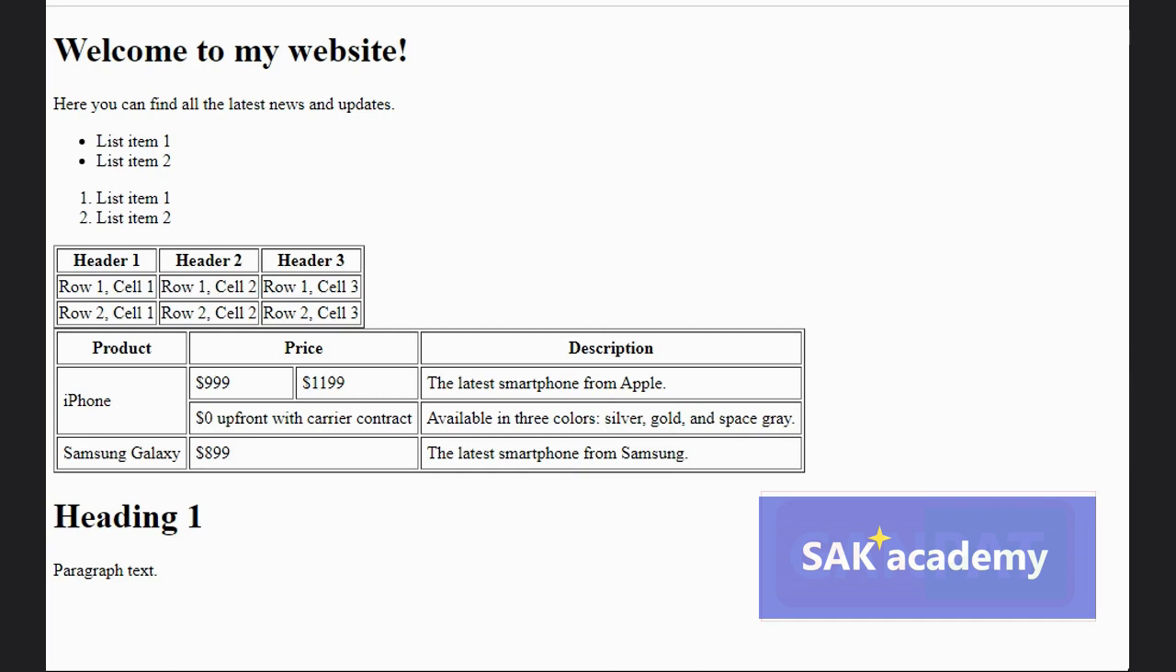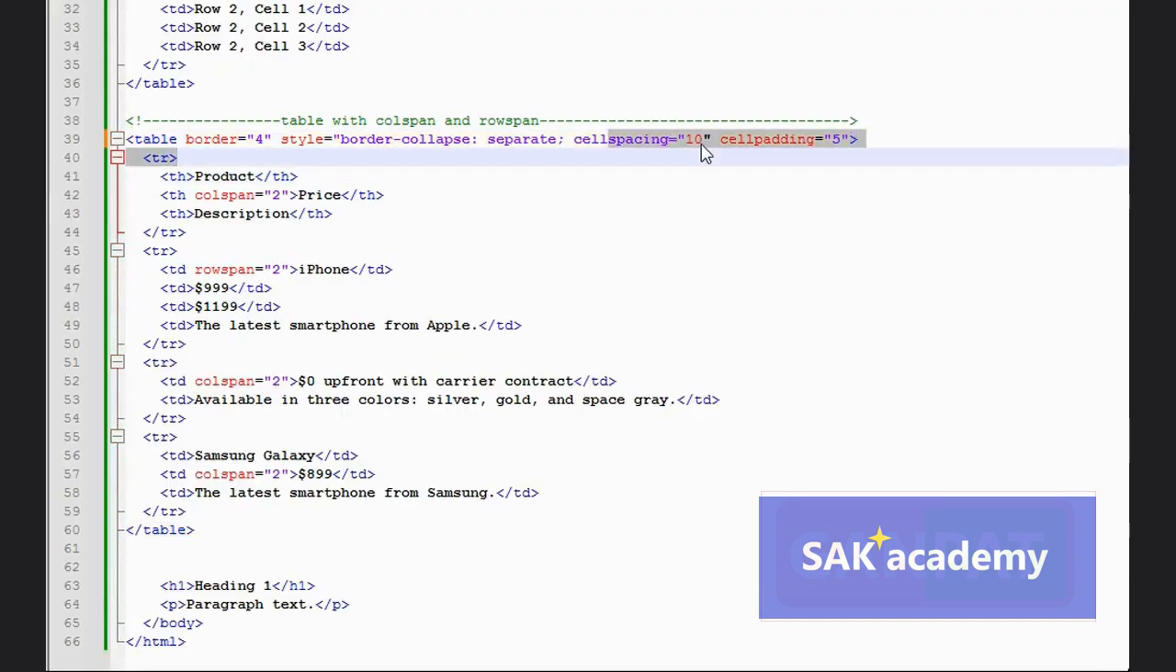Cellspacing, this attribute sets the space between the cells in the table. Cellpadding, this attribute sets the padding within each cell in the table. Colspan, this attribute specifies how many columns a cell should span. And rowspan, this also specifies how many rows a cell should span. Okay, so here I have mentioned some values for this. 2 or 3, any of the values you can mention for span.